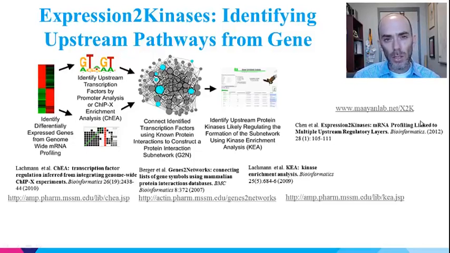Then using Genes2Networks, or using protein-protein interactions, we can find connections between those transcription factors to build a subnetwork of protein-protein interactions that is centered around those transcription factors. Then we can take that subnetwork of proteins and convert it to a list of proteins and feed it into the KEA module, or the KEA gene set enrichment analysis process, and identify the kinases that are most likely regulating those proteins. Within this process, we recover a potential pathway from the kinases to the differentially expressed genes.